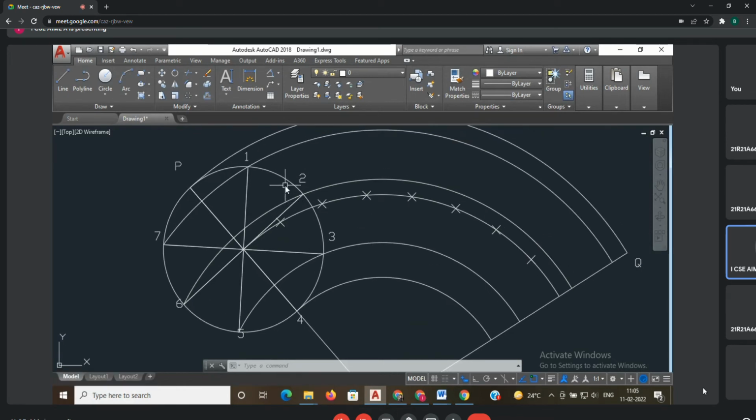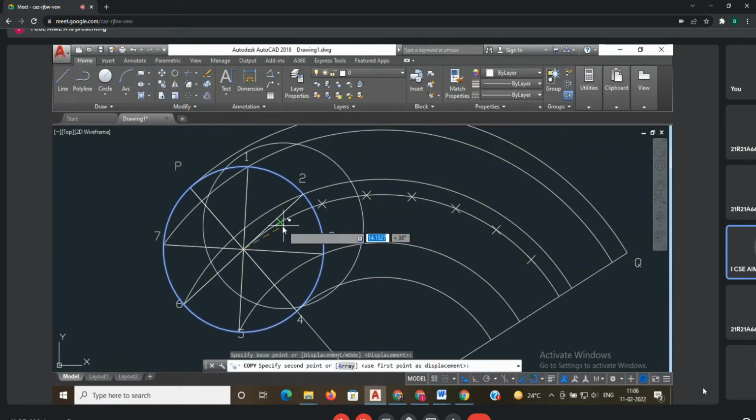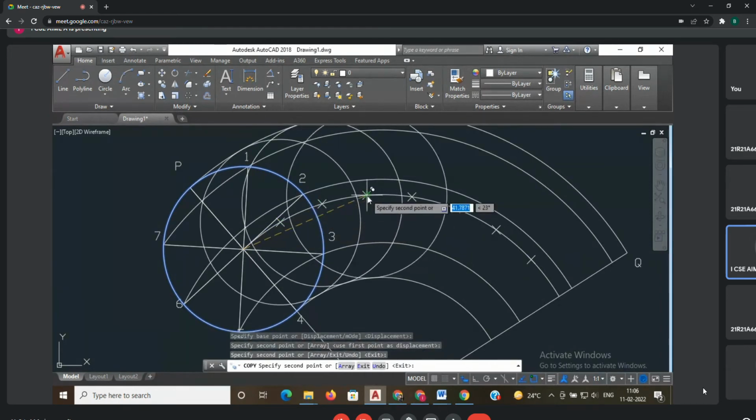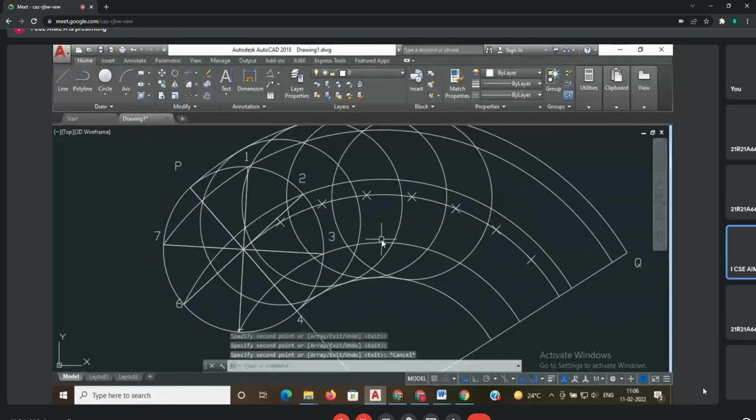Now the arc size or circle size will be the same. That's why you can go with the copy option. Select this circle center and shift this center from C1. Now this is C2. This is C3. C4. That's it, up to 4 points. 4 points are enough. Then we can go for the mirror option.